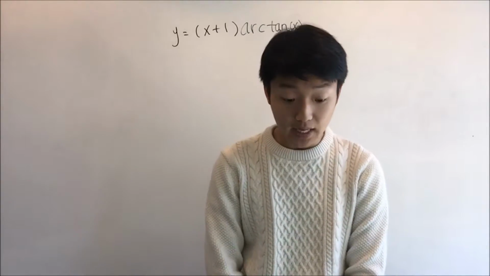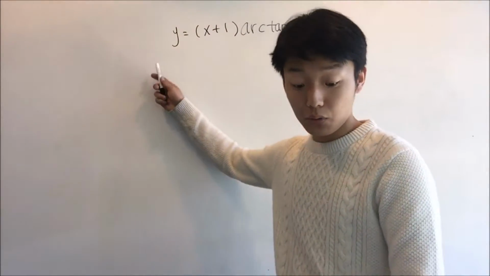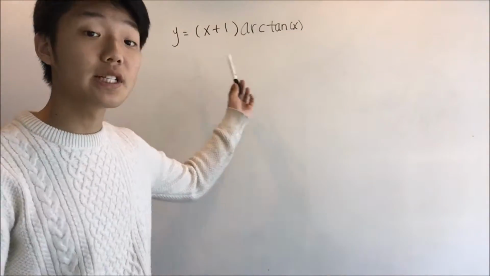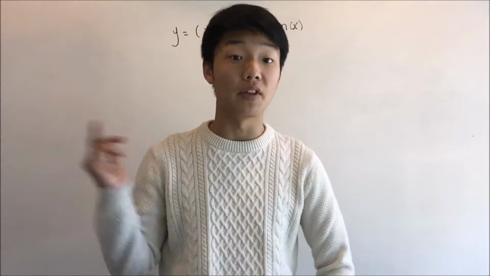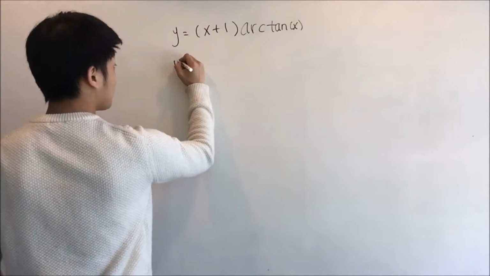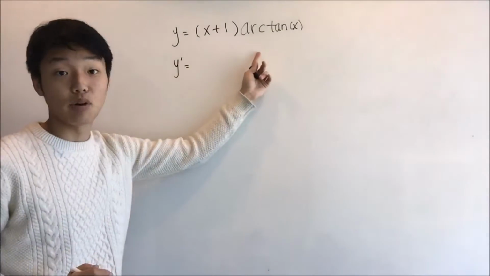Number 2 says, what are the coordinates of the inflection points on the graph of y equals x plus 1 times arctangent x? Because we're solving for a point of inflection and only the y function is given, we have to solve for the second derivative of this function. So we start by solving y prime, and we can easily notice it is a product rule.